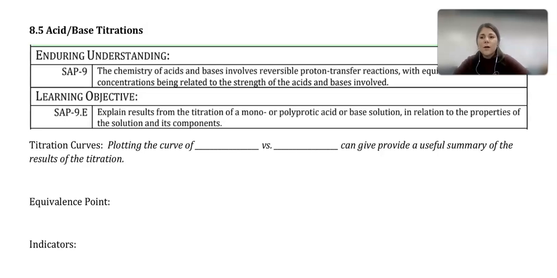In this objective, we're going to talk about 8.5 acid base titrations. So the learning objective states that we should be able to explain results from the titration of a mono or polyprotic acid or base solution in relationship to the properties of the solution and its components. So titration curves. If we tried to plot the curve of a titration curve, it would involve pH versus volume added. And this can provide a useful summary of the results of a titration.